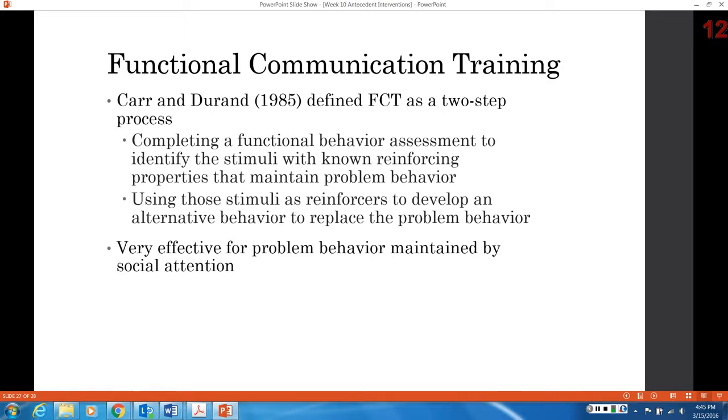In 1985, Carr and Durand described FCT as a two-step process that involves first identifying the function of problem behavior and then providing that reinforcer contingent on an alternative response to replace problem behavior.